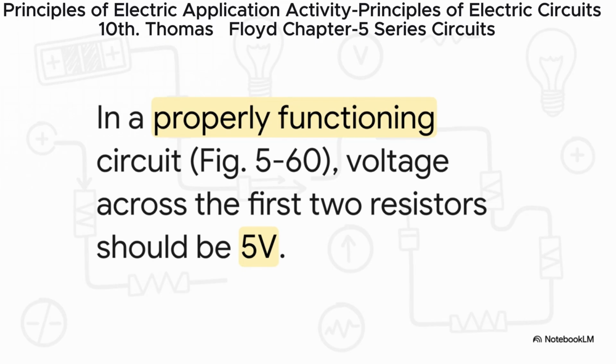Now, using our laws, we can predict exactly what should be happening. Since all the resistors are the same, that 10-volt budget is going to split perfectly evenly across them. That means after the current gets through the first 2 resistors, exactly half our budget, 5 volts, should be dropped.